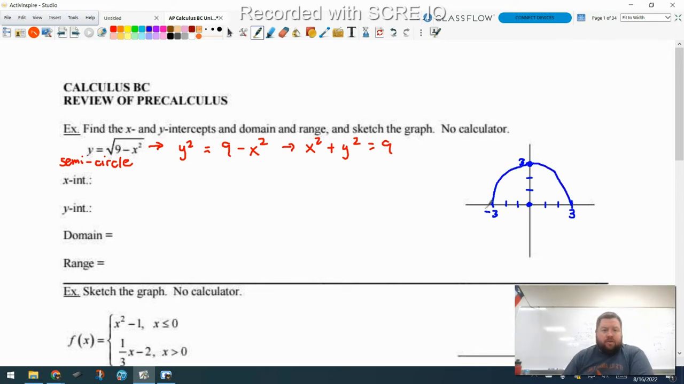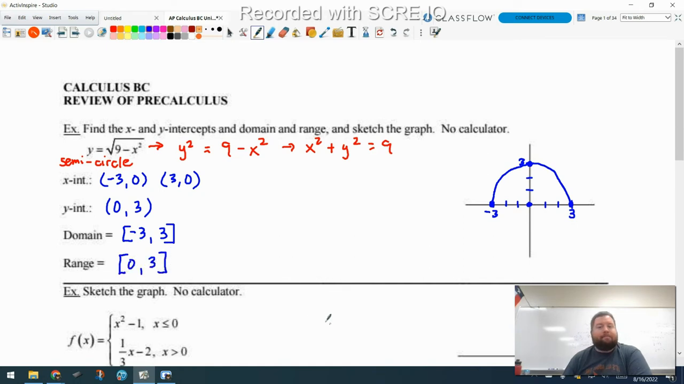All right, so it has two x-intercepts at negative 3, 0 and positive 3, 0. It has one y-intercept at 0, 3. Domain, we go from left to right, so it has a domain from negative 3 to positive 3. Both endpoints are included. And then range, we go from bottom to top. So we go from 0 up to 3. And again, both points are included in that.